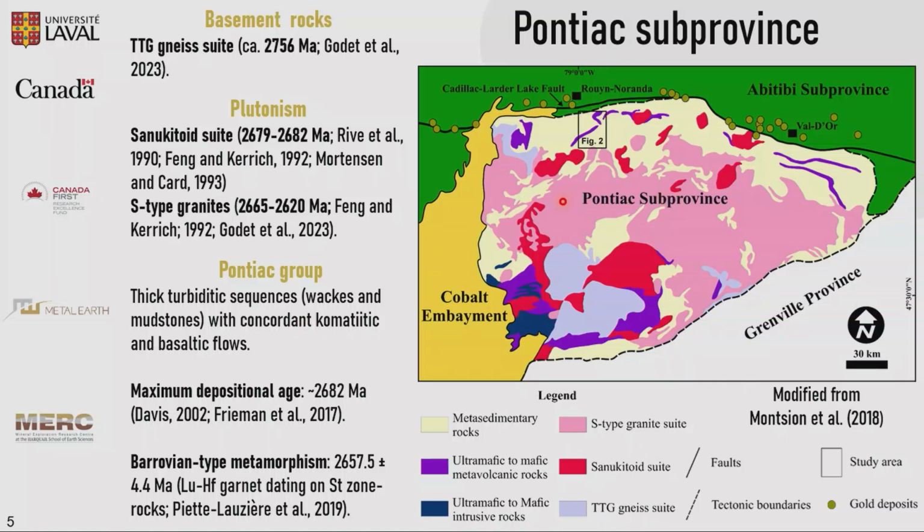We know that the maximum depositional age is around 2682 million years. And we also know that we have a Barrovian prograde metamorphic age around 2657 million years, based on lutetium dating on staurolite zone rocks. So we chose this area because it preserves a complete Barrovian sequence.